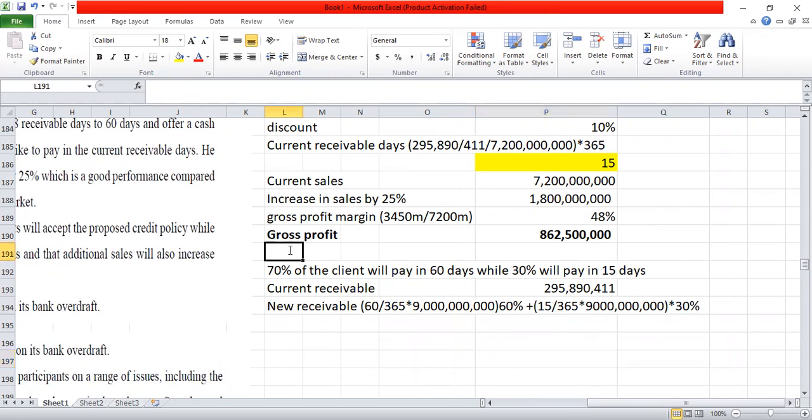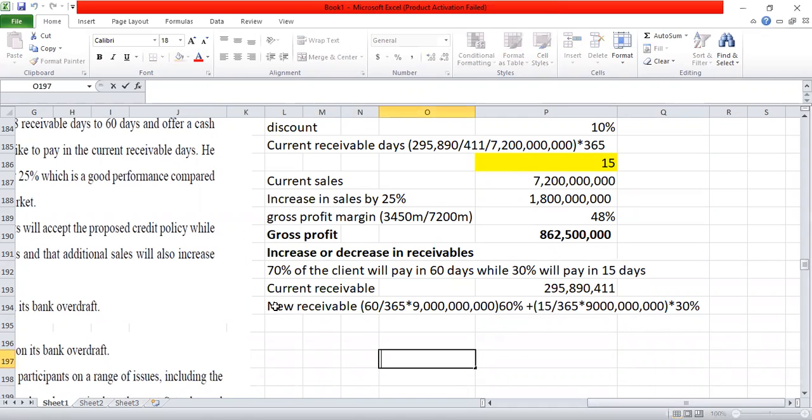What we want here is an increase or decrease in receivables. After you have introduced the policy, is your receivable increasing or decreasing? I don't know what I'm seeing. This is 70.